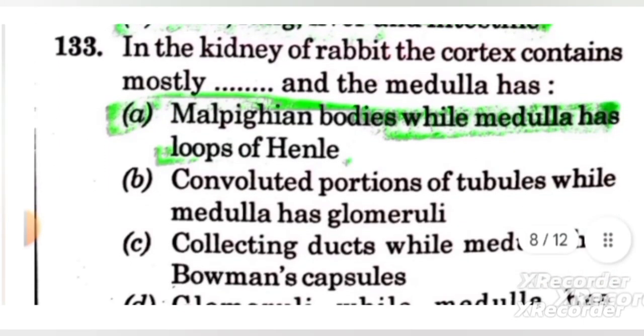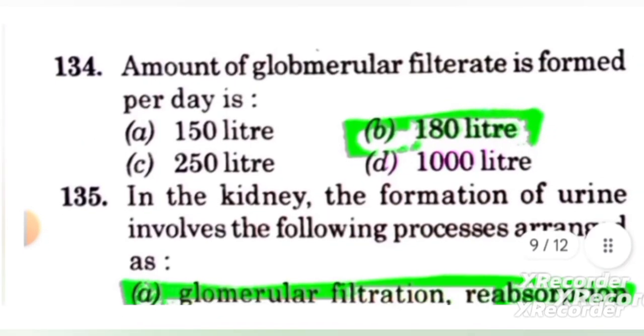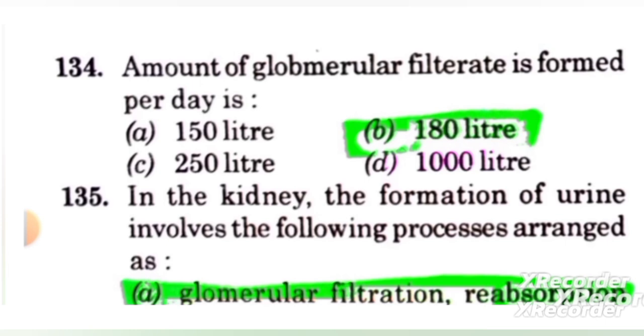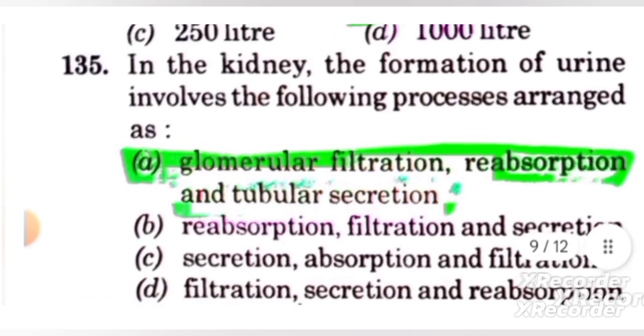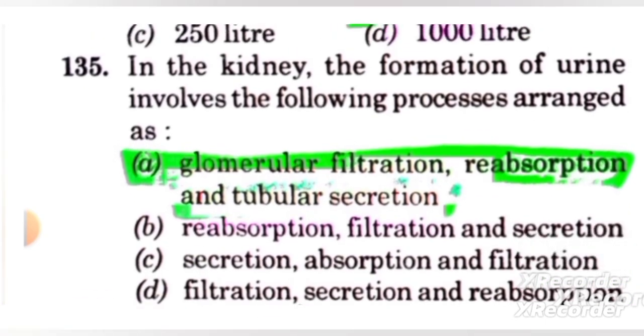Next, 133. In the kidney of rabbit, the cortex contains mostly Malpighian bodies and the medulla has? Answer A, loop of Henle. Next, 134. The amount of glomerular filtrate per day is? Answer B, 180 liters. 135. In the kidney, the formation of urine involves the following processes arranged as? Answer A, glomerular filtration, reabsorption and tubular secretion.